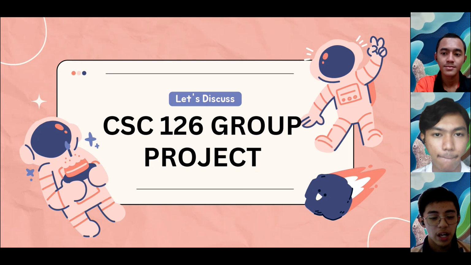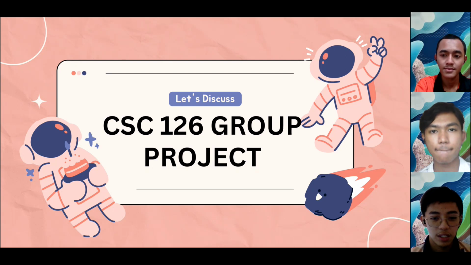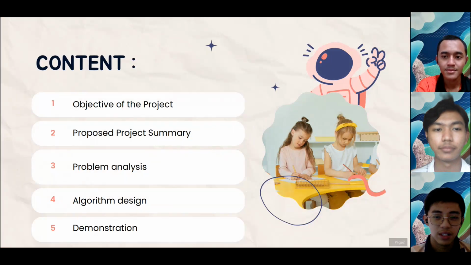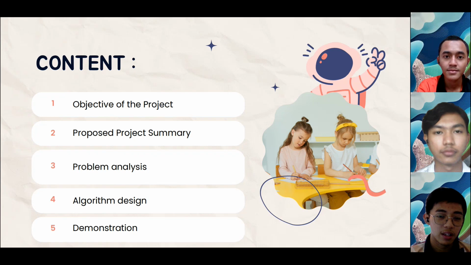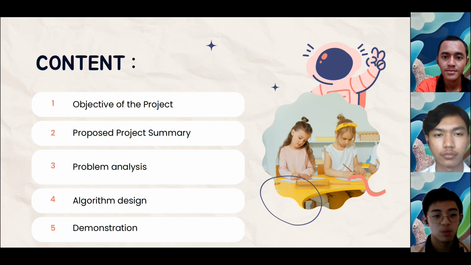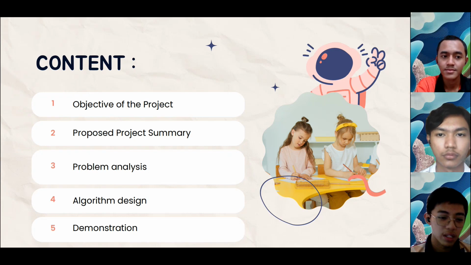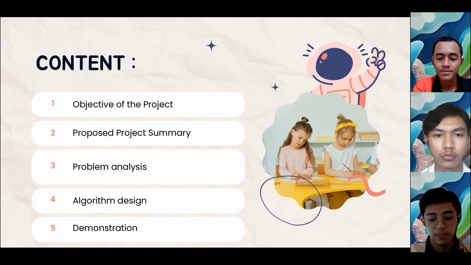So today we are going to present our CSC126 group project. In our presentation today, we are going to discuss: first, the objective of the project, purpose, project summary, problem analysis, algorithm design, and lastly, we are going to do a demonstration of our system.